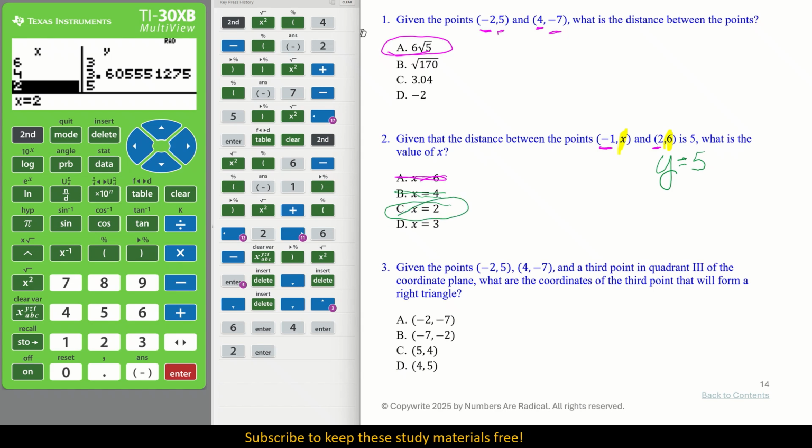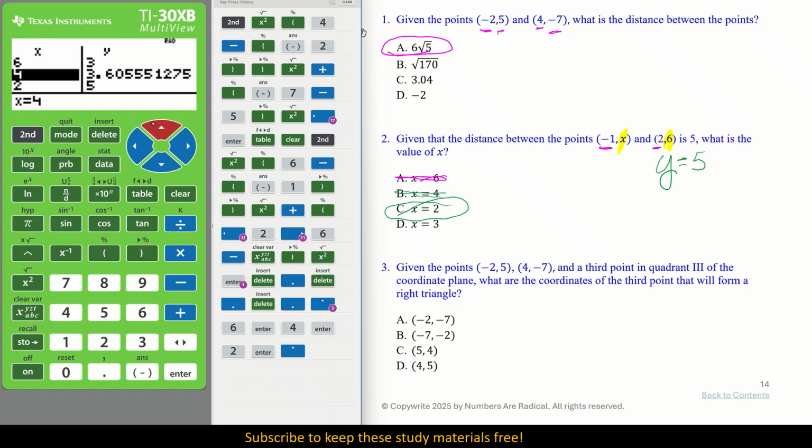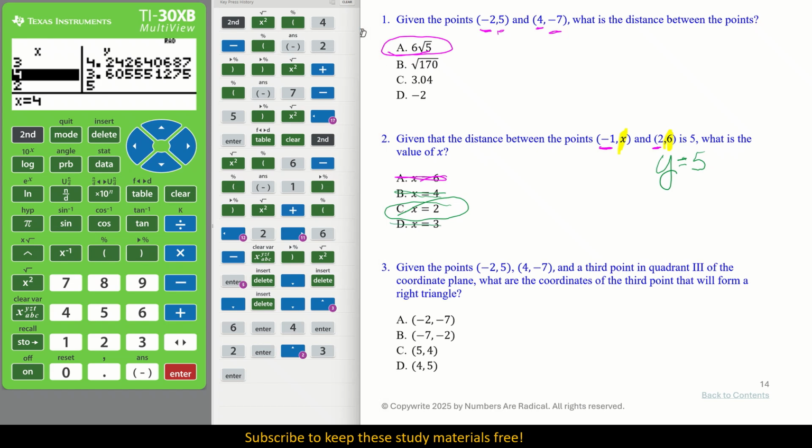C, option C, I would say 2 is it. But let's go back up and type over the 6 with the 3. 3, enter. No, that's incorrect.